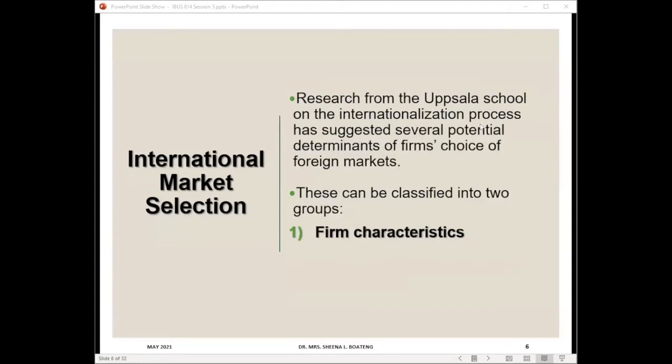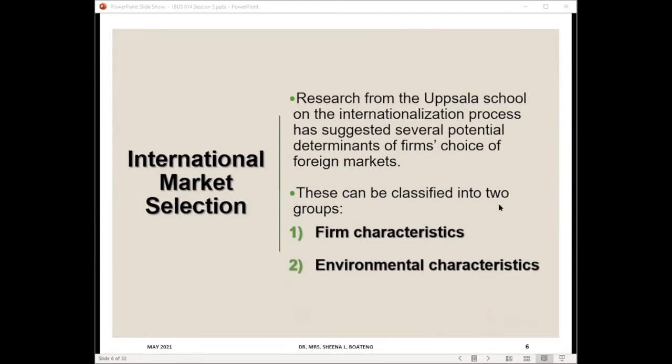So when it comes to international market selection, based on what we know from the Uppsala School of Thought under the stages approach to international marketing, we realize that firms can target different markets across the world using two main criteria. The first one is by basing it on firm characteristics. And this is where we are looking at specifically the endowment of the firm. From the perspective of SWOT analysis, we can look at it in terms of the strengths and weaknesses of the organization, which sum up their individual characteristics.